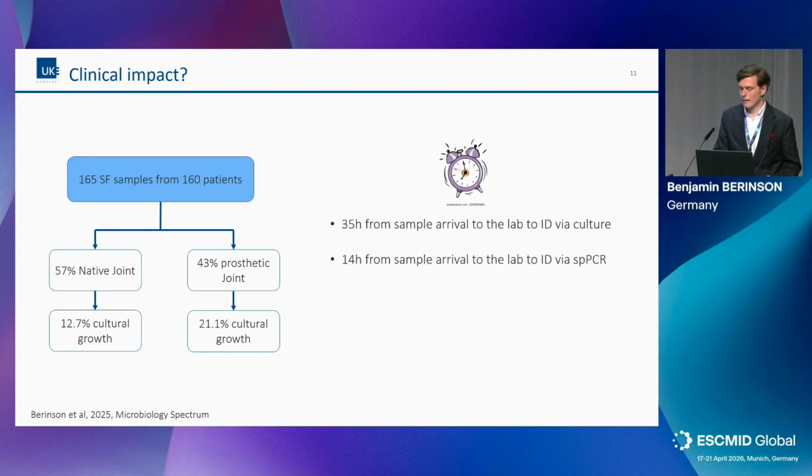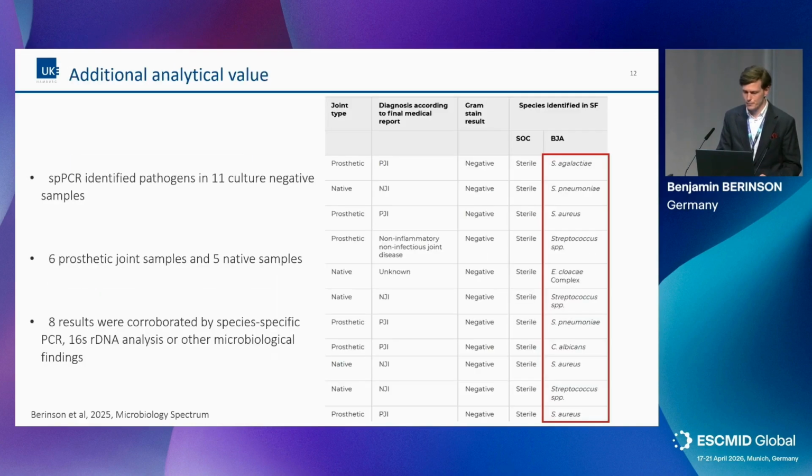Looking at the time to result, it was much faster with the species-specific syndromic panel PCR. It took 35 hours on average from sample arrival to ID via MALDI-TOF in the lab, and only 14 hours to species ID via syndromic panel PCR.